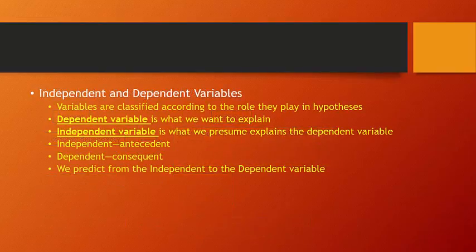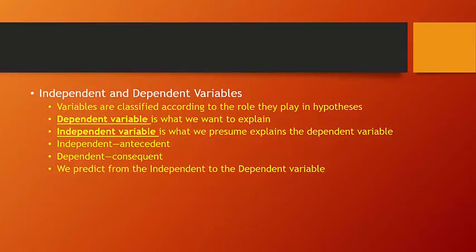The different variables used in a hypothesis, think of them as cause and effect, or antecedent and consequent. But normally they're referred to as independent and dependent variables. So these variables are classified, of course, according to the role that they play in our hypothesis. The dependent variable is what you want to explain. For example, someone interested in explaining voter turnout is using voter turnout, or the percentage of people who turn out at a given election, as the dependent variable. The dependent variable is what we want to explain.